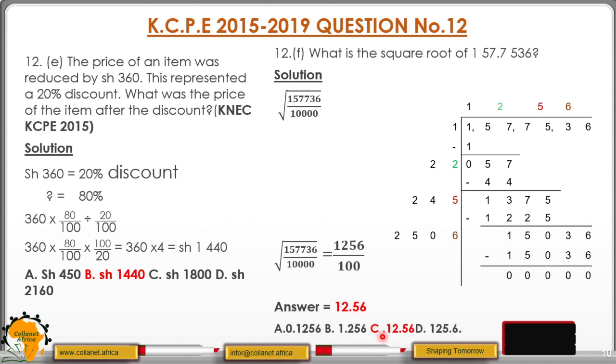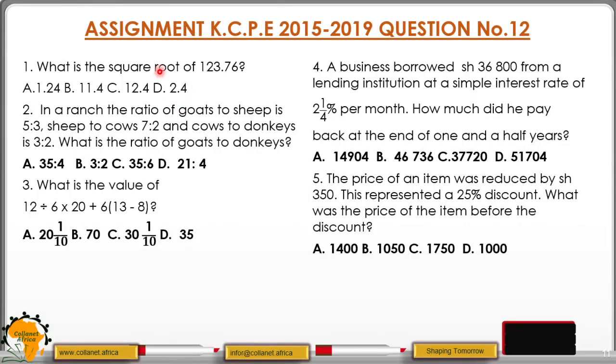So choice C. Here is an assignment for you. Make sure you answer. Read the question carefully, and I hope you are going to score everything.